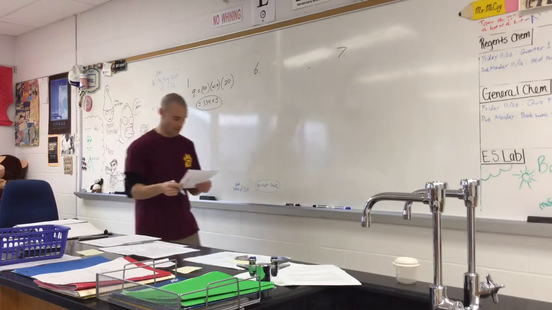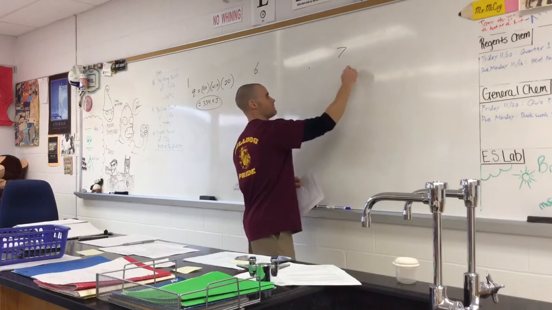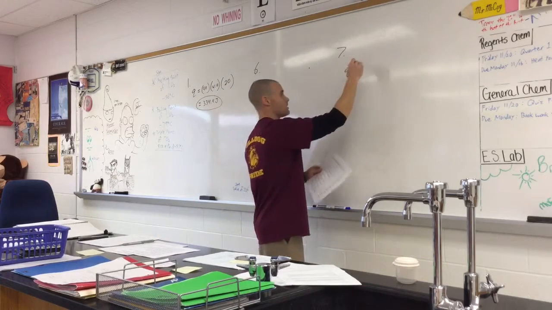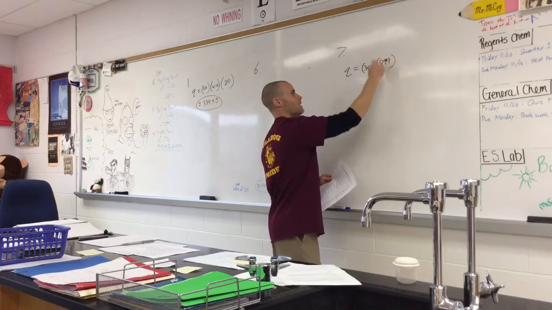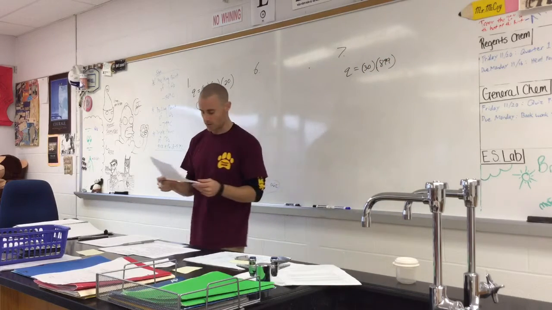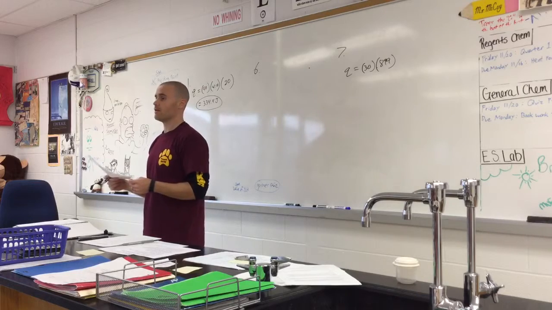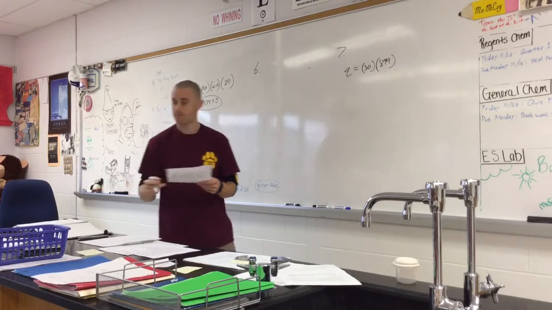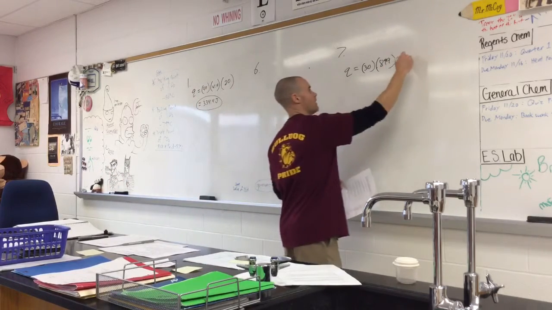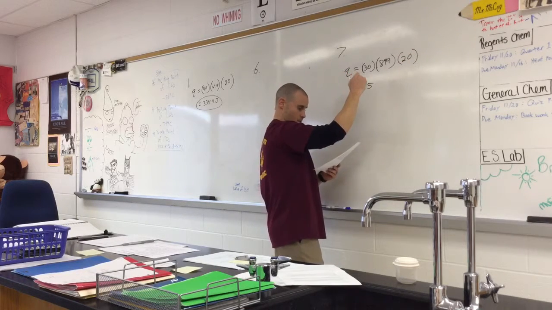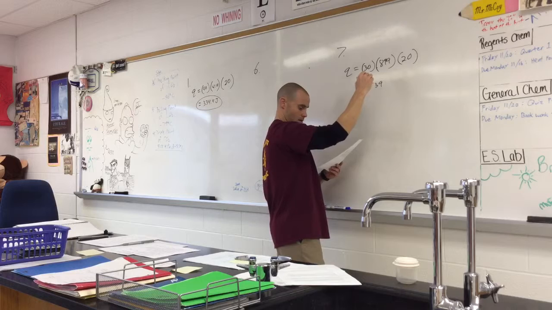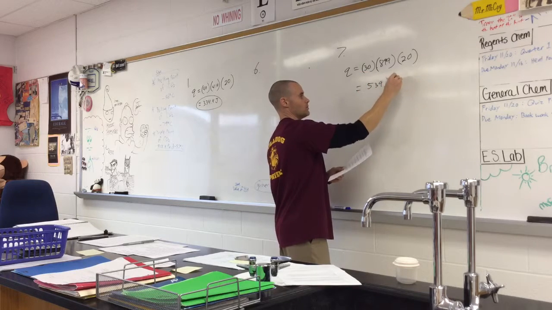Okay, number 7. Q equals mc delta T again. The mass of aluminum is 30. The specific heat was 0.899. And who can tell me what's the delta T for number 7? How about Kayla? 20. 20 again. Good. And the answer was 539.4 joules.